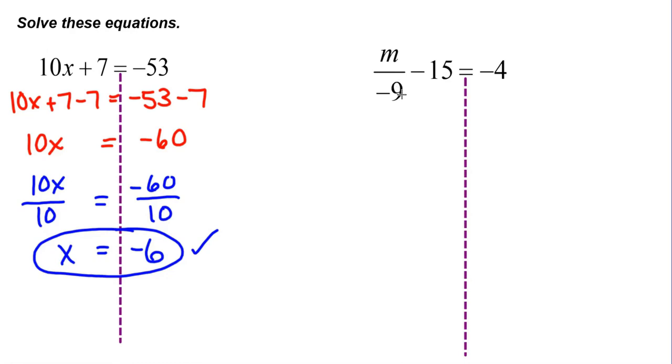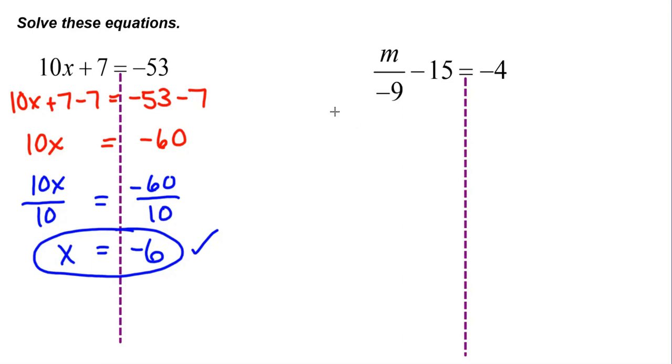Next one, m divided by negative 9 minus 15 equals negative 4. Again, I divided the equation into its two parts, and I'm looking at the side with the variable. I have division and I have subtraction. I need to undo the subtraction first. So undoing, or the opposite of subtraction, is addition. So the opposite of subtracting 15 would be to add 15.